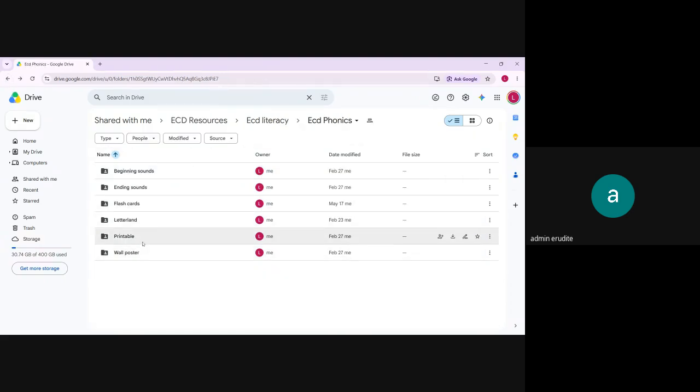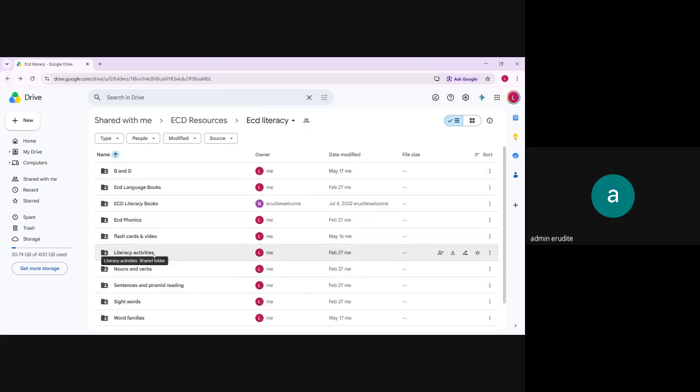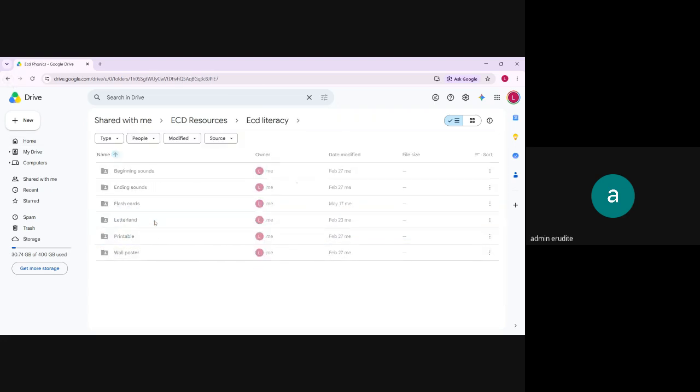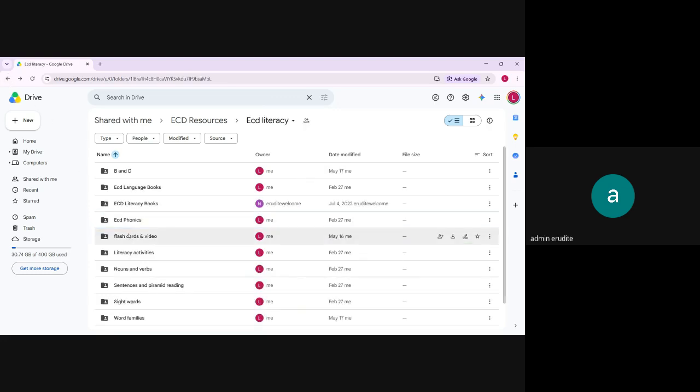There's wall posters, there's printables, there's Letterland. Letterland would be Annie Apple, Bouncy Benny, Clever Cat, Dippy Duck, that's the Letterland. There is beginning sounds, there's ending sounds. So you can just go through the drive. And like I said, if there's anything that you need, just WhatsApp and we can make it work for you.